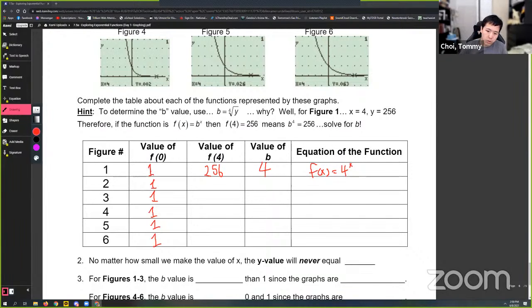Yes. 0. It will never equal 0. That was the main rule that we said, right? Very good. They will never equal 0. Exponential functions never equal 0 as long as there's no transformations, right?